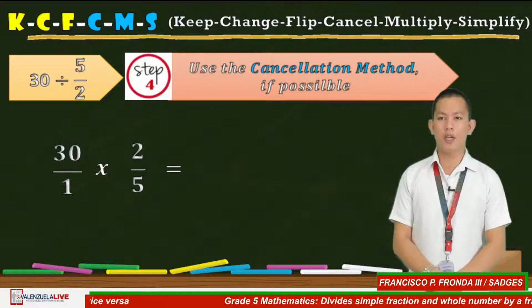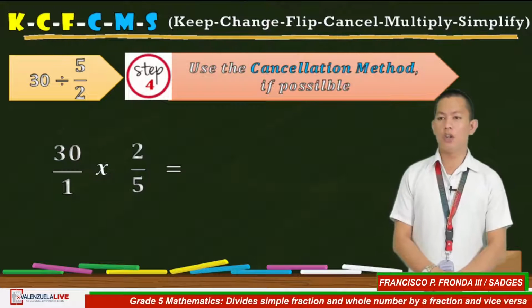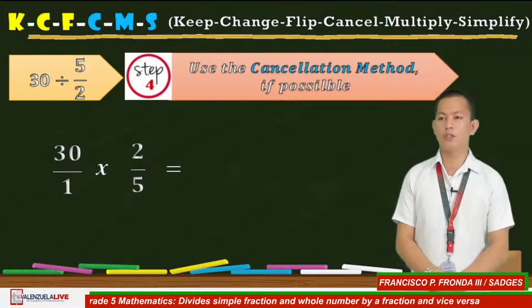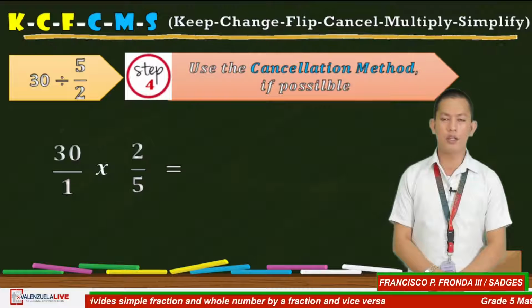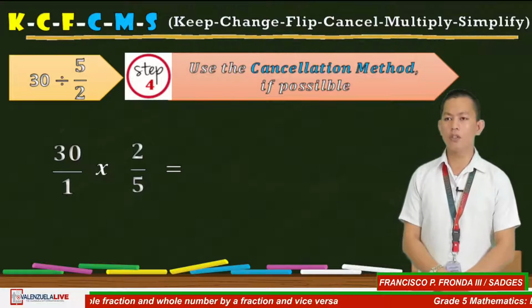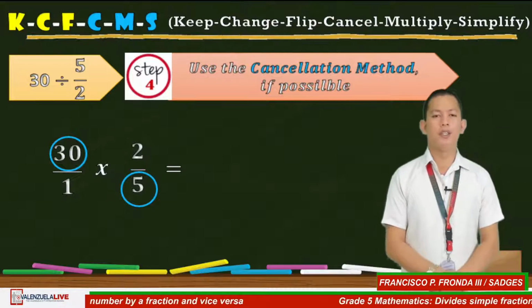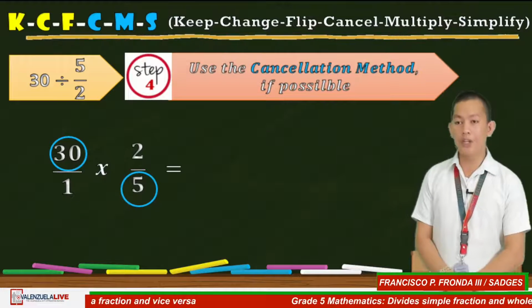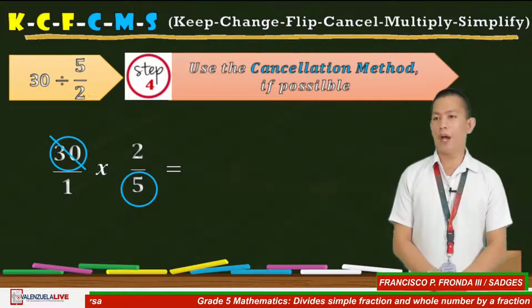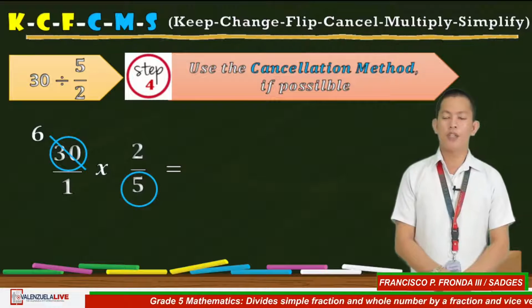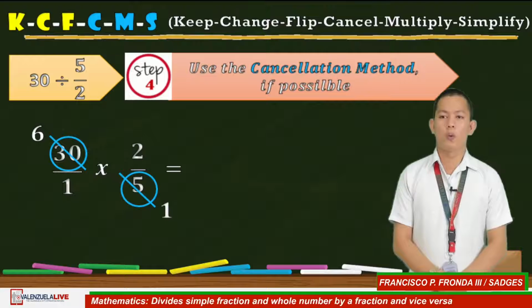So let's proceed to step number 4: use the cancellation method if possible. So we're going to use cancellation. Let's observe the sets of fractions. Is there a common factor between 1 and 2? None. How about 30 and 5? Very good, grade 5 learners. The common factor of 30 and 5 is 5. So we can divide 30 by 5, the result will be 6, and 5 divided by 5, the answer will be 1.